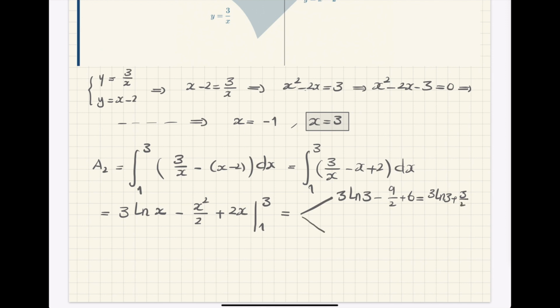And then I put 1 here, so it becomes 3 ln of 1 minus a half plus 2. But if you remember, ln of 1 is 0, and 2 minus a half is 3 halves, yes? And now I write the number above minus the number below, so then you see that the answer would be 3 ln of 3 minus 3 over 2, but this one and that one are gone, so finally I get area 2 is 3 times ln of 3 area units.